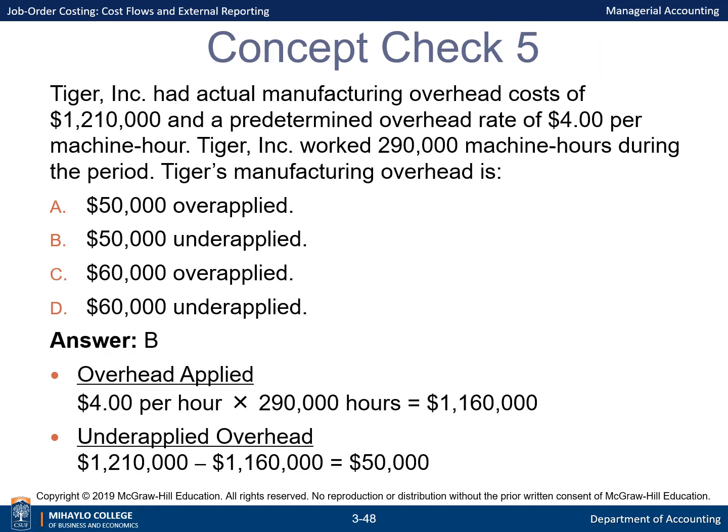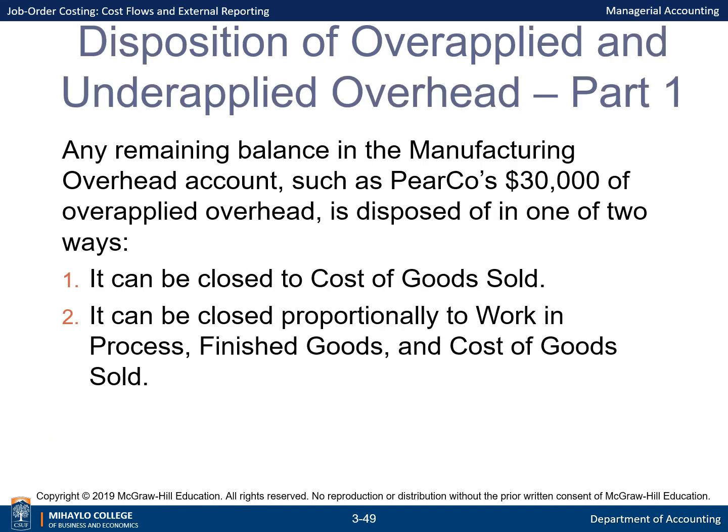Tiger Incorporated had actual manufacturing overhead costs of $1,210,000 and a predetermined overhead rate of $4 per machine hour. Tiger Incorporated worked 290,000 machine hours during the period. How much is Tiger's overapplied or underapplied overhead? The correct answer is $50,000 underapplied overhead. Tiger incurred $1,210,000 of actual overhead, but only applied $1,160,000 of overhead.